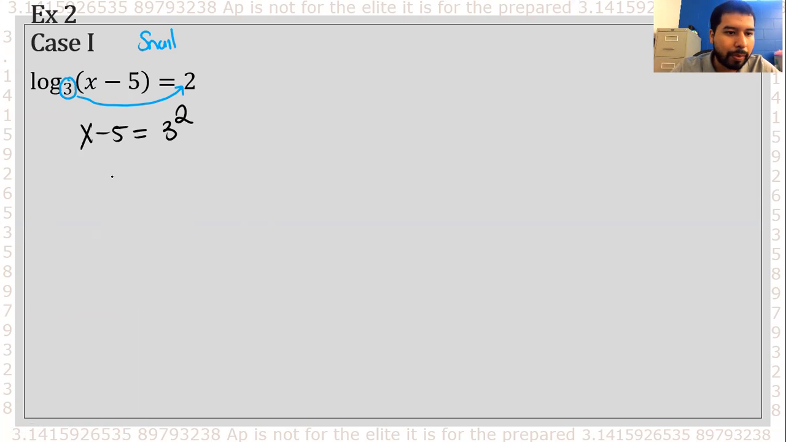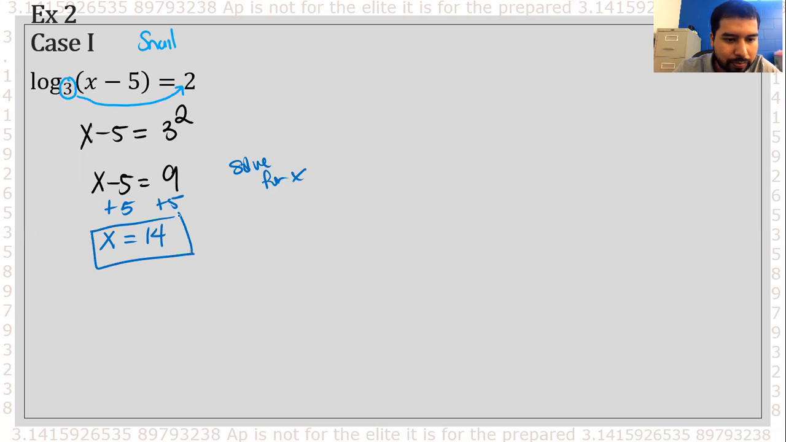Okay, from here I got x minus 5 is equal to 9, right? Because 3 squared is 3 times 3, which gives me 9. Okay, alrighty, so I solve for x. I can add a 5 on both sides, get rid of the negative 5. So I'm left with x is equal to 9 plus 5, which gave me 14. Okay, and this right here is my solution. I should probably write bigger, right?